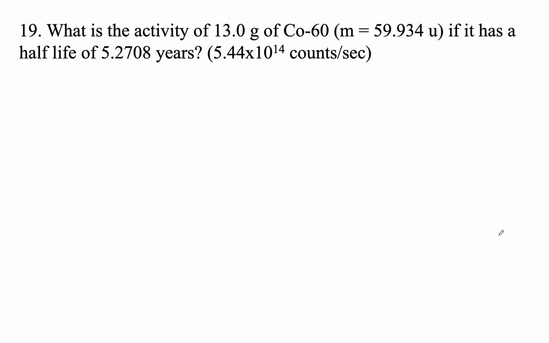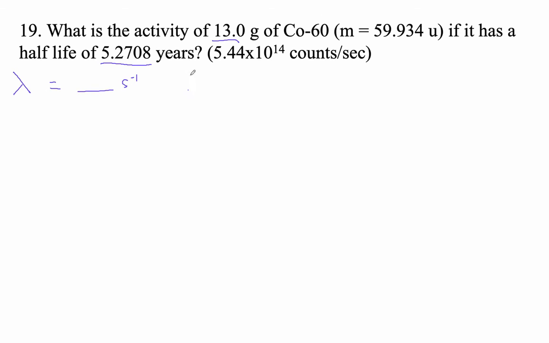All right, let's take a look at this. So what is the activity of 13 grams of cobalt-60 if it's got a half-life of 5.2708 years? What we're going to do here, the strategy, is we're going to figure out the decay probability. It's going to be something per second. It has to be per second. That'll be our first step.